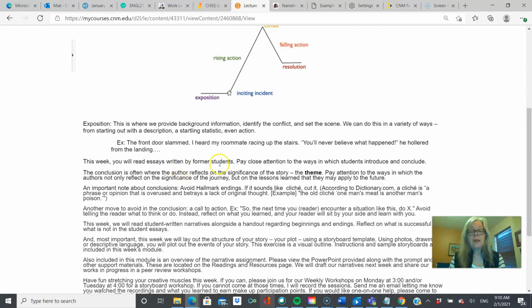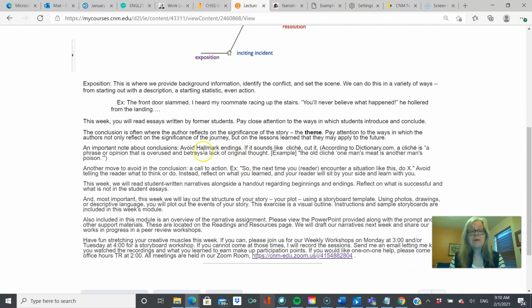You're going to read essays from students. You're going to look at how the authors introduce and conclude. One thing I want to say about conclusions, avoid the hallmark ending. The hallmark ending is everything's rosy and great. They lived happily ever after. There's no real deep thought to it. It's just cliche, right? They lived happily ever after is a Disney wrap up to a Disney movie. We've seen that, okay? We haven't learned anything. We don't want that.